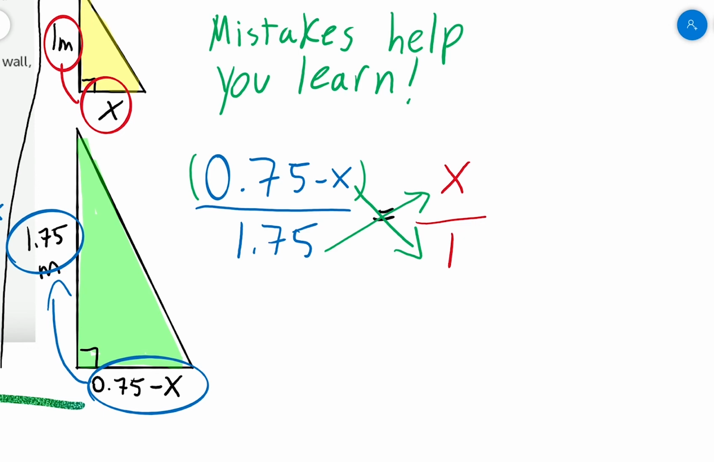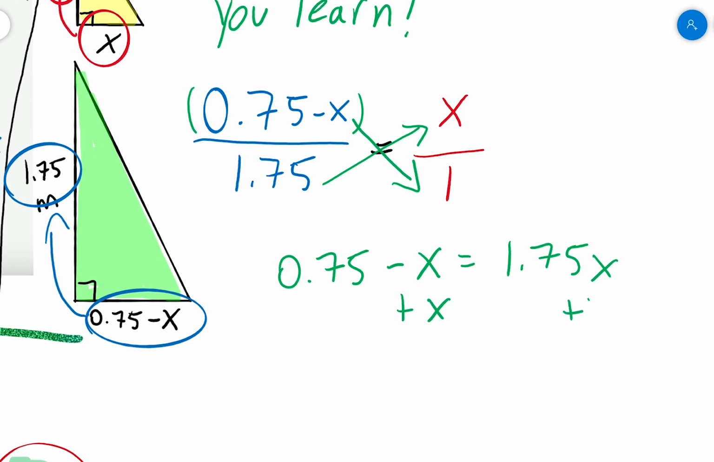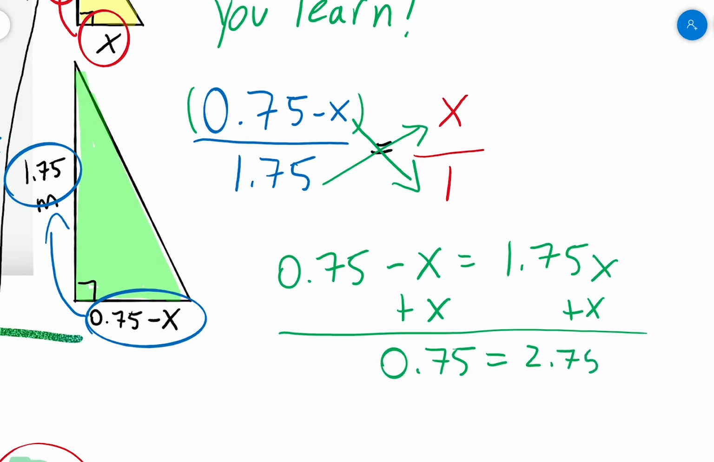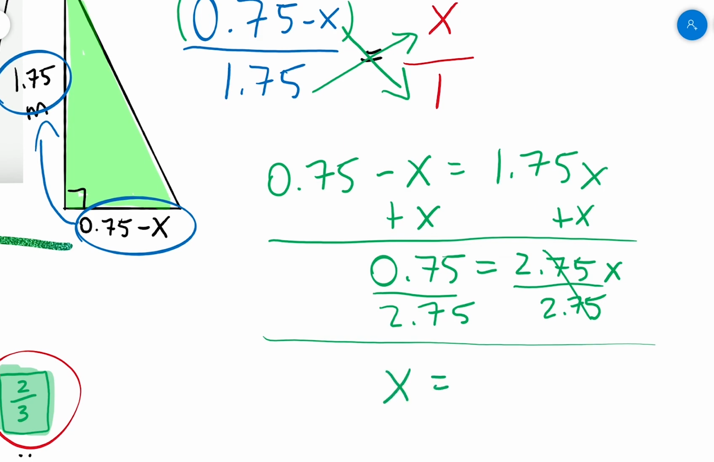0.75 minus x times 1 is still 0.75 minus x, and that should equal 1.75x. Okay, now we're doing all right. We're going to add x to both sides. Now remember, that is 1x that we're adding. So we get 0.75 equals, let's see, 1.75x plus 1x would be 2.75x. Okay? And then finally, we will divide both sides by 2.75. And we get x equals 0.75 divided by 2.75.